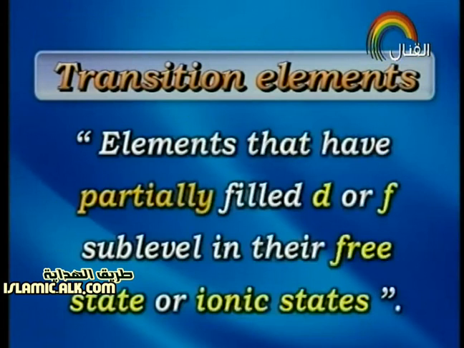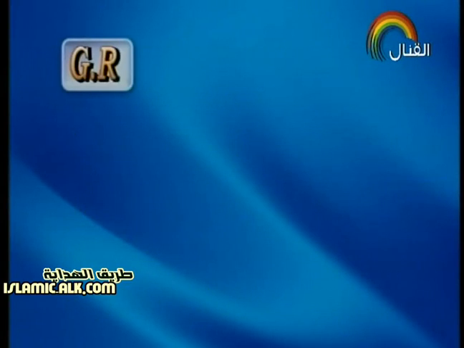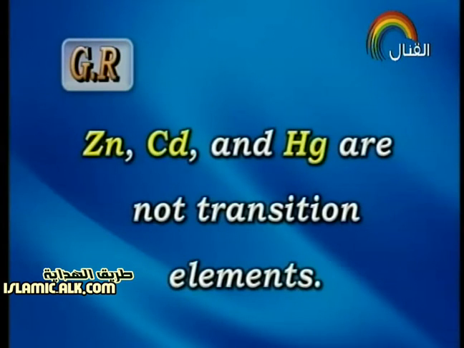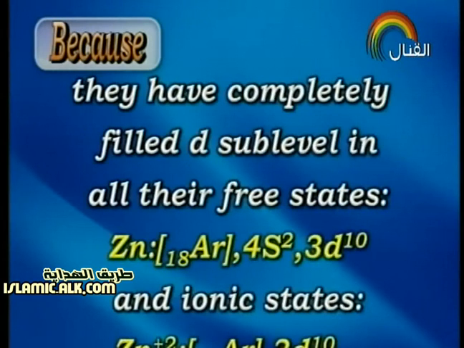Now, my dear student, we can define the transition element. Transition elements are the elements that have partially filled d or f sublevel in their free state or ionic state, not both of them, either this or that. So we have give reason in this point: zinc, cadmium and mercury are not transition elements. The reason is that they have a completely filled sublevel in all their states. Zinc has electronic configuration argon 18 4s2 3d10 and its oxidation state positive 2 has configuration argon 18 4s0 3d10, so it has a completely filled sublevel in both the atomic state and the ionic state.